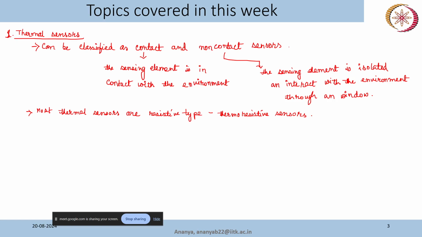Resistive type sensors are very easy to implement and interpret and to make a system out of. And what happens in resistive type sensors? The resistance of the sensing element is a function of temperature.